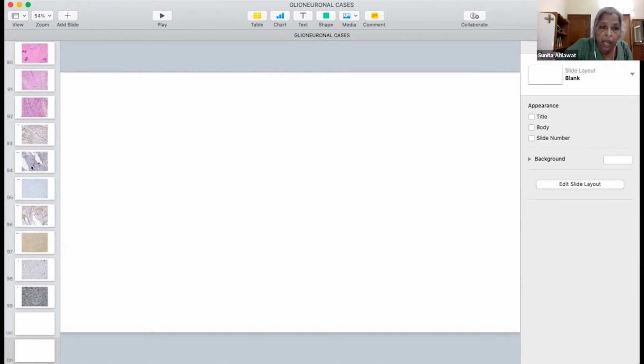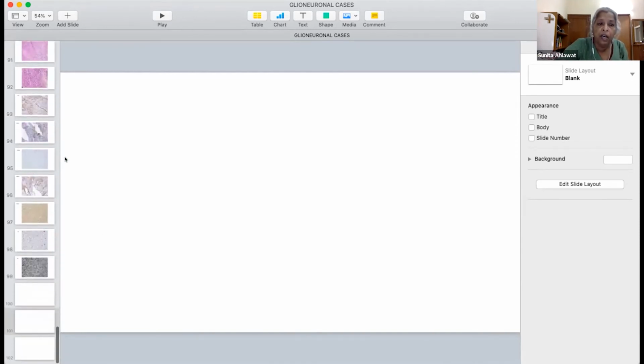I do have all types of neurocytomas, intraventricular and extraventricular, atypical. I did select them, but forgot to copy them. I will show you in some other time. But these are some of the neuroepithelial tumors that we have in our records, which I have shown. Okay, questions?